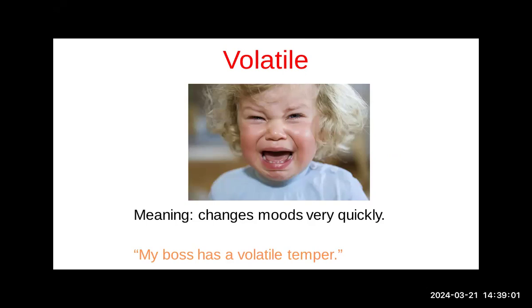Mood, you just change your moods. Yeah. So in one day you have many moods. So you're moody. But volatile is more serious. Moody can be that maybe you're a little bit happy in the morning and then in the afternoon you're a bit sad. And then in the evening you're happy again. So you're moody, but volatile is more serious.